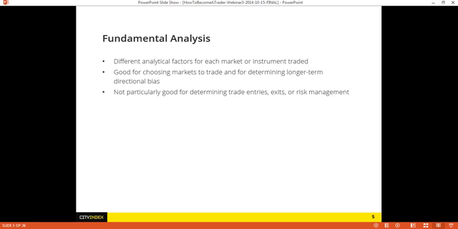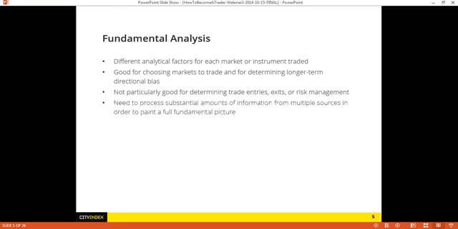It is not particularly good, or I would argue not good at all, for determining trade entries, exits, or risk management. So, for example, we talk about crude oil going to long-term lows and continuing to hit further and further lows. Now, is that good for finding an exact entry into your euro-dollar trade, or into your equity trade? I would say absolutely not. So in terms of finding the overall picture, fundamental analysis is good. It's not good for pinpointing entries, exits, and risk management, and that's what I use technical analysis for.